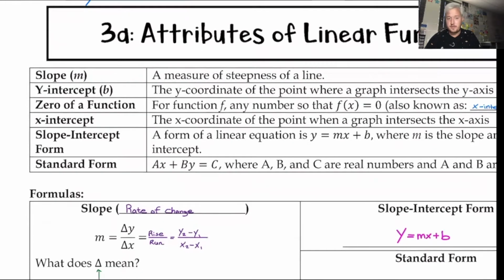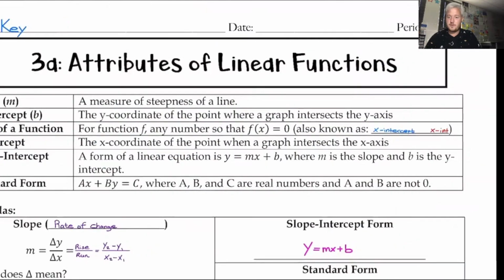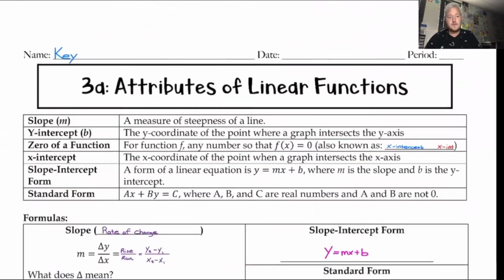Same idea with the x-intercept, which is where it crosses the x-axis, but for the x-intercept, we also have a specific name for it. We also call it the zero of a function. As you see over here, it's just also called the x-intercept.